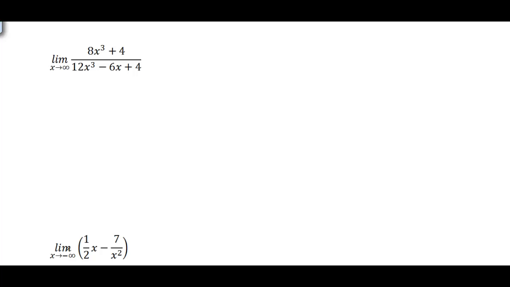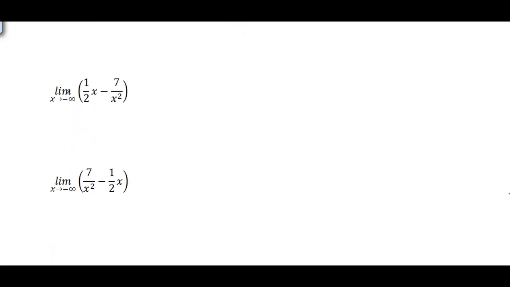Okay, once again, we have another example, 8x cubed plus 4 over 12x cubed minus 6x plus 4. And hopefully you're getting the hang of this. We can simply say, well, we have a 3 on top, a 3 on the bottom, and that means they're equal. So we're going to compare the ratio, or the limit would be the ratio, 8 over 12, which will reduce to 2 over 3. So really, once you get the hang of these limits at infinity, they can go rather quickly. But once again, be very careful with your signs.